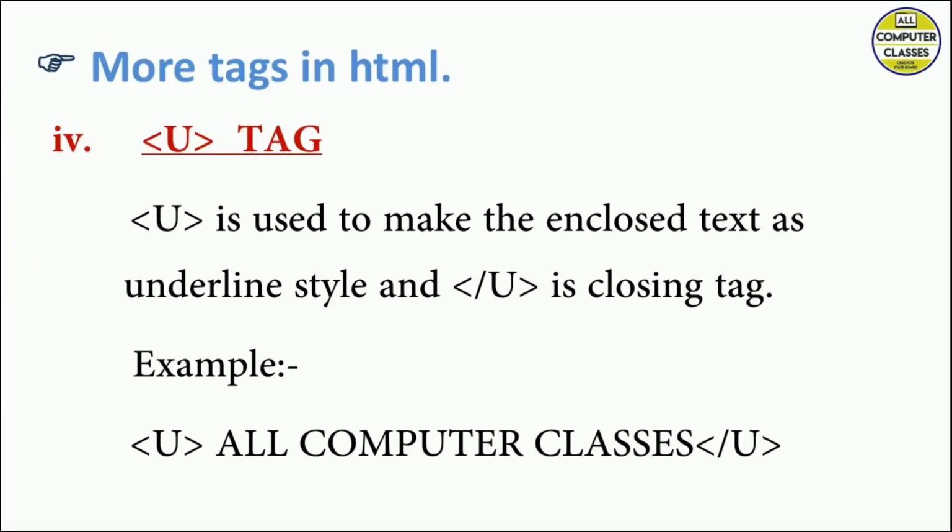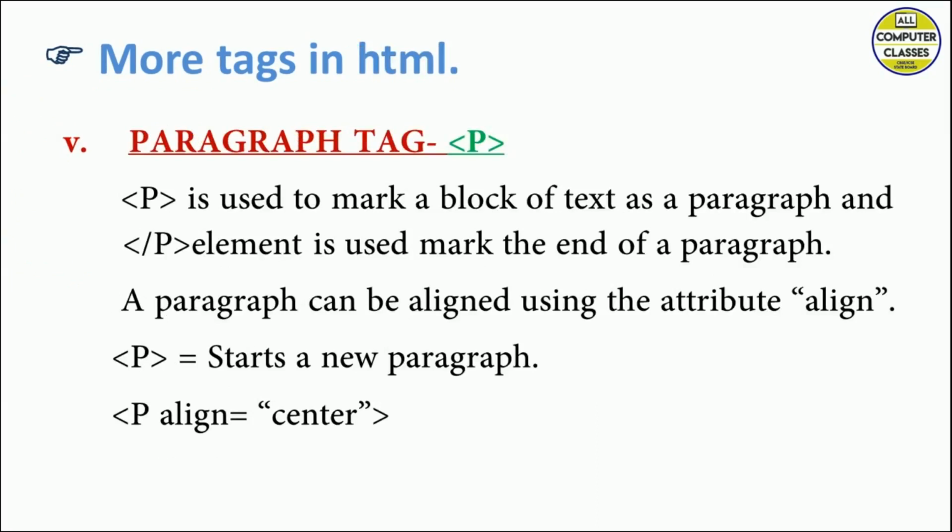Next is the paragraph tag, right? It is used to make a block of text as a paragraph. It is again a container tag having both opening and closing tags. It shows the beginning of the paragraph, and the closing tag indicates the end of the paragraph. And you know that when we have a paragraph, we can align it to the left side, right side or center. So we have the align attribute which will have the value center, left or right. So that is the alignment for the paragraph.